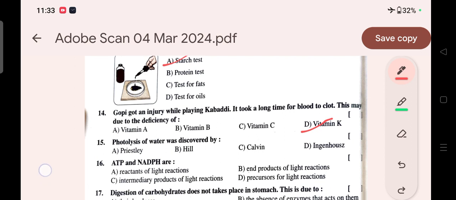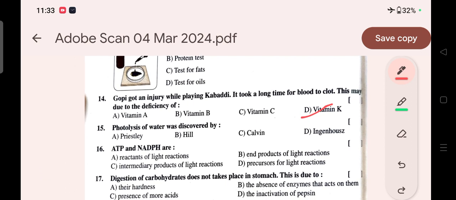Option D. The photolysis of water was discovered by Hill reaction. Hill reaction. Option B is the correct. ATP and NADPH are end products of the light reaction. End products of the light reaction. Option B is the correct.